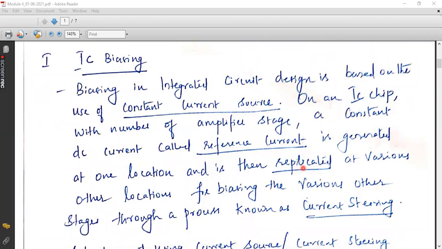Either this replicated current will be the same as the reference current, or it may be a fraction of this reference current. For example, if the reference current is 5 ampere, maybe the replicated current will be half of 5 ampere, or equal to 5 ampere, or 3 by 4th of the 5 ampere, or a quarter of 5 ampere. That process of replicating the current into various other locations for the biasing purpose is called current steering.